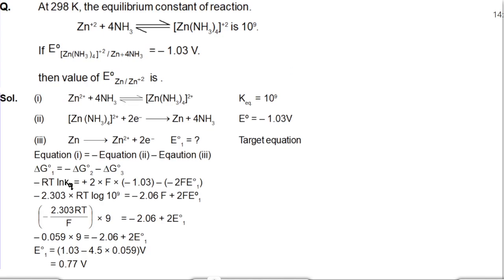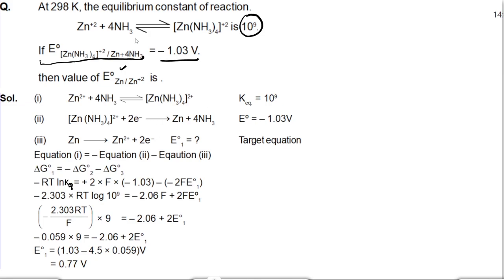Now this is complexometric titration type, that whenever we have equilibrium constant of the reaction, like zinc 2 plus 4 NH3 to give Zn NH3 4 plus, equilibrium constant is given as 10 raised power 9, and value of E naught for this reaction is given. So then what is the value of E naught Zn to Zn2 plus? So now there are 3 reactions we have.